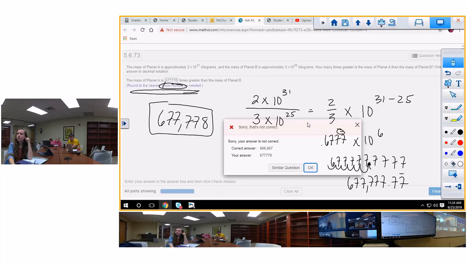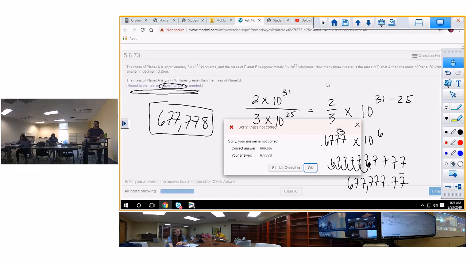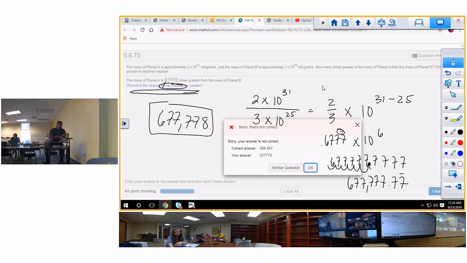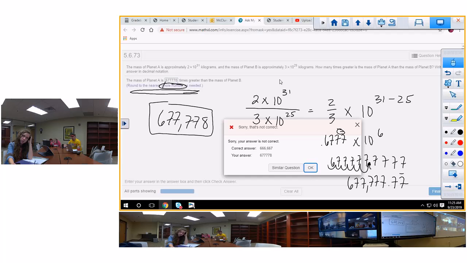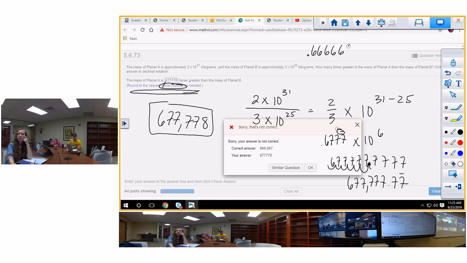Somebody tell me what 2 divided by 3 is. 0.66666. Oh, I got the repeating wrong. I'm sorry, I'm wrong. I thought it was 0.6777. It's 0.6666667. My bad.